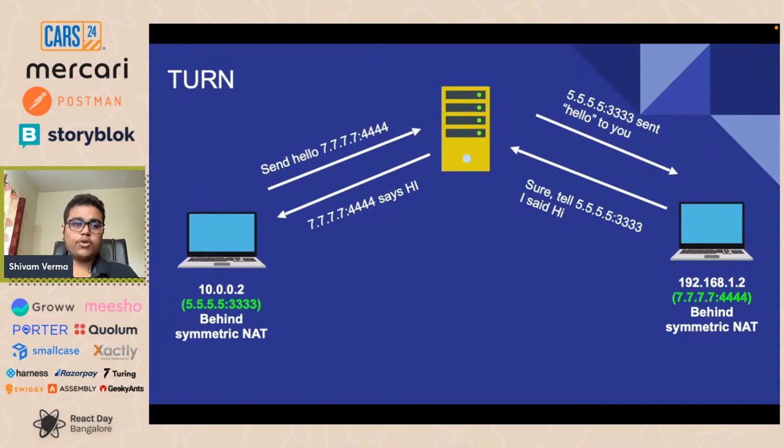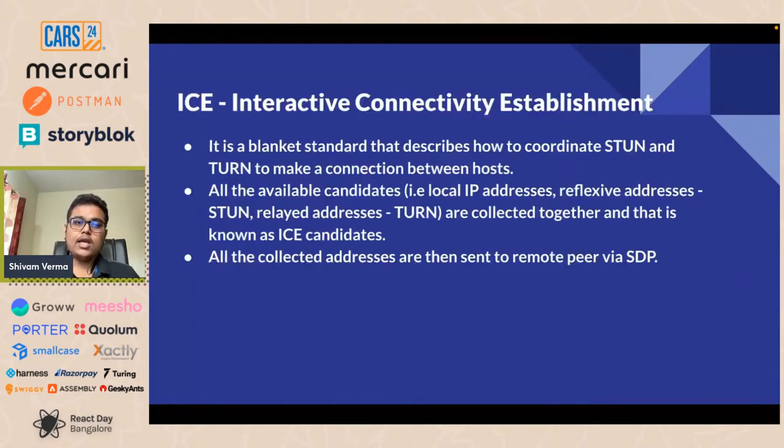The other protocol which you need to know about is ICE. So what is ICE? ICE is a protocol established by the Internet Security Organizations, which is Interactive Connectivity Establishment. It basically collects all your public IP address or private IP address and the STUN server addresses and the TURN server addresses, and wraps them, and all of this wrapped together are known as ICE candidates. These ICE candidates are sent to the remote peer via an SDP.